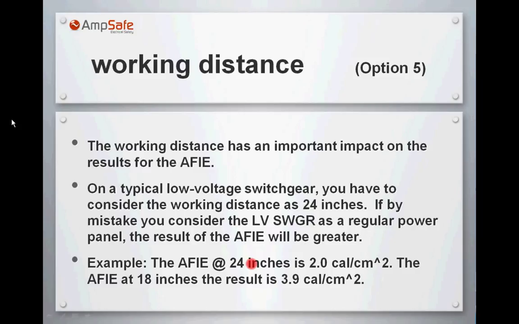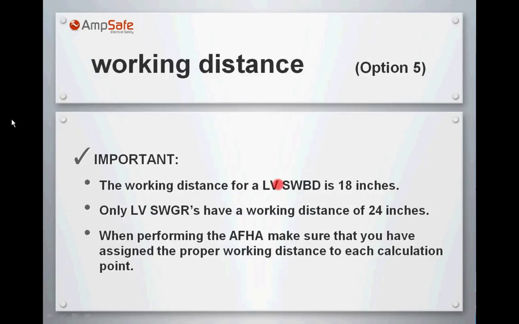The working distance of a low voltage switchboard is 18 inches. Only low voltage switchgear has a working distance of 24. So make sure you have that. The opposite could be even worse, that you have a switchboard and you consider that it's a switchgear. If you consider it's a switchgear, then you might be in trouble, correct? Because you're going to have a lower incident energy than what really is there.